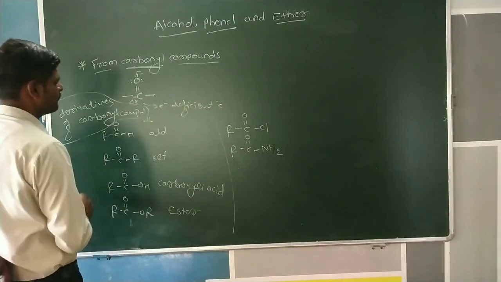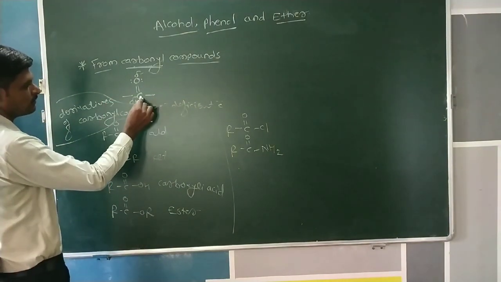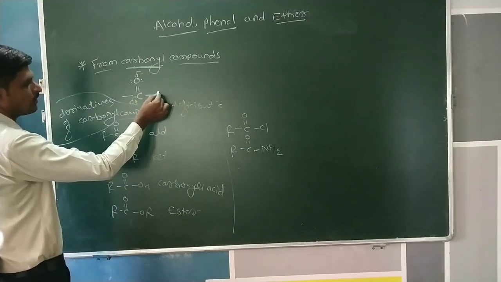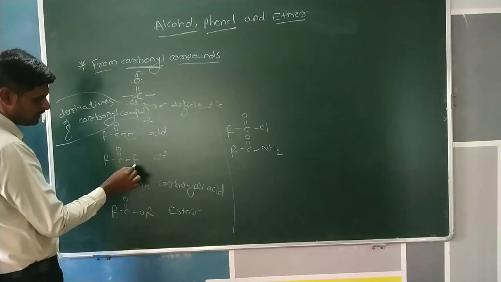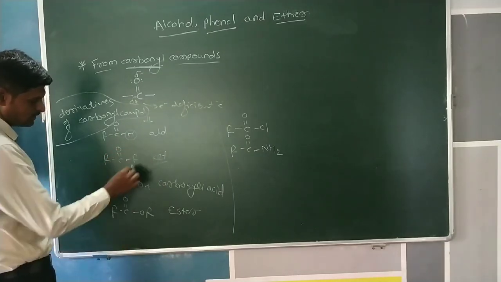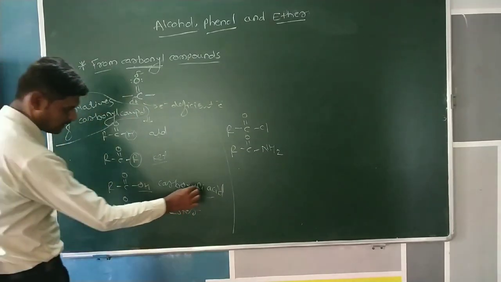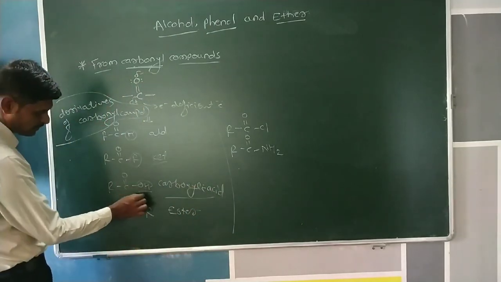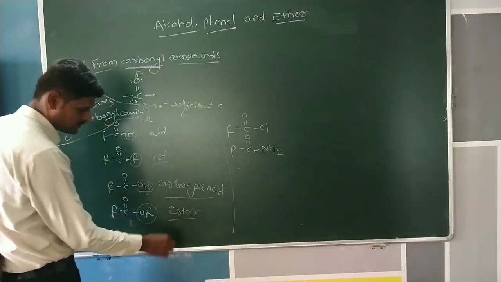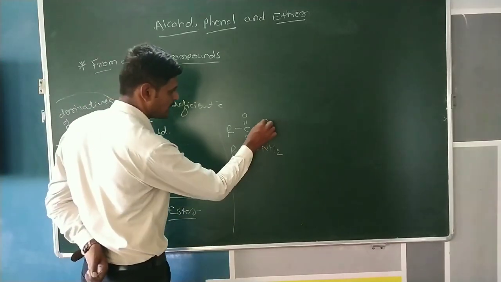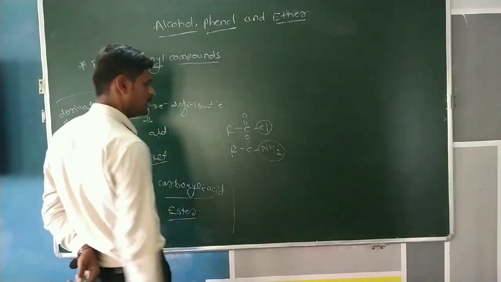In these carbonyl compounds, one alkyl group is here and the other valency of carbon is satisfied. If it is a hydrogen atom, there is an aldehyde. If the hydrogen atom is replaced by an alkyl group, that is a ketone. If this alkyl group is replaced by a hydroxyl group, that is a carboxylic acid. If this hydroxyl group is replaced by an alkoxide group, that is an ester. If this alkoxide group is replaced by a halogen, that is an acyl halide. If this halogen is replaced by an amine, that is an amide.